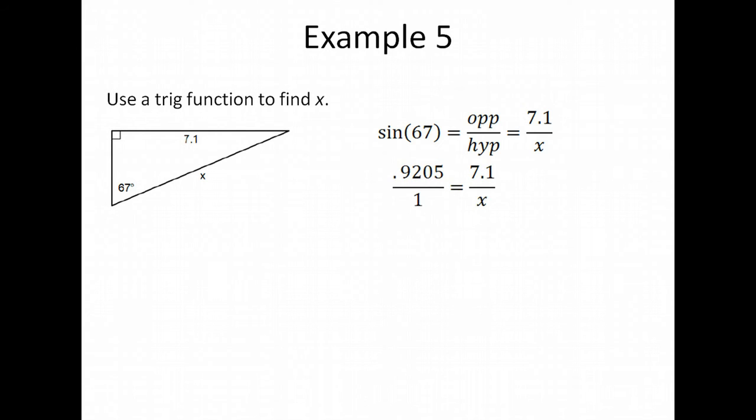Okay, we set that up. We use the calculator to find the sine of 67, which is 0.9205. Cross multiply gives us 0.9205x equals 7.1. Divide both sides by 0.9205, and we have that x is approximately 7.71.